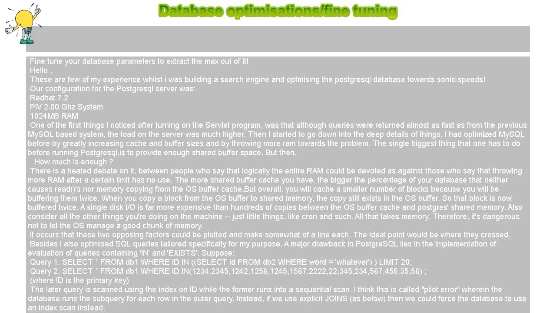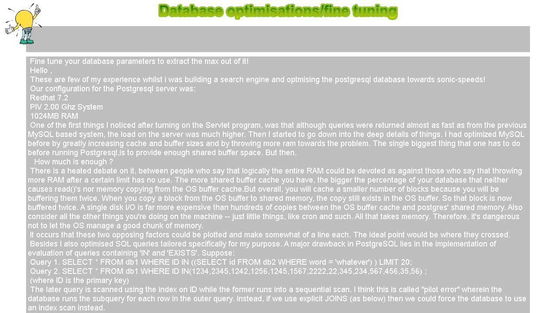1024 MB RAM. One of the first things I noticed after turning on the Servlet program was that although queries were returned almost as fast as from the previous MySQL-based system, the load on the server was much higher. Then I started to go down into the deep details of things.